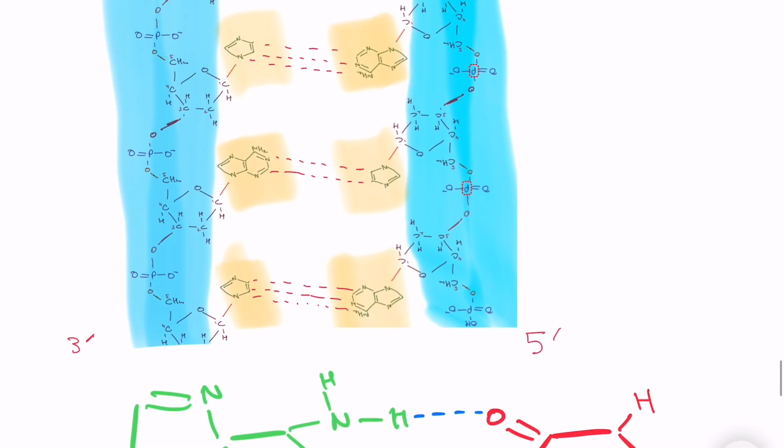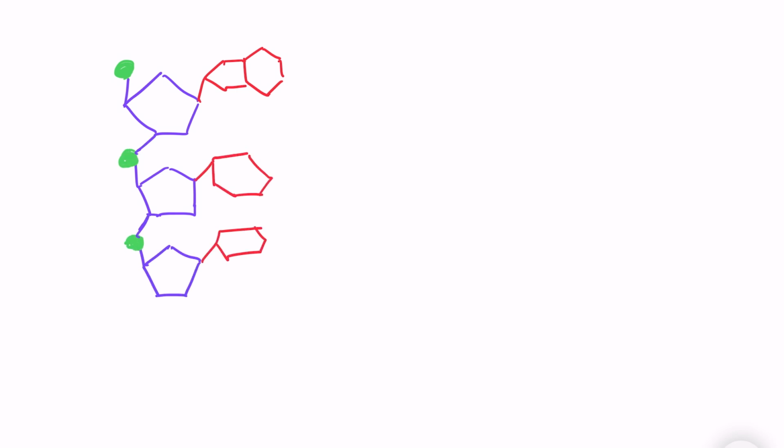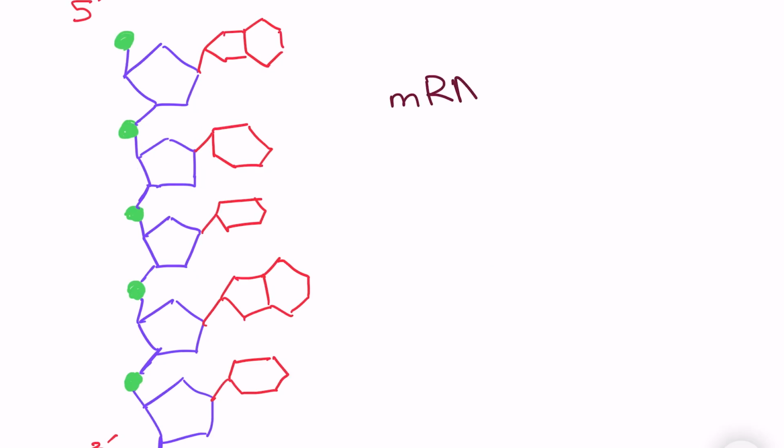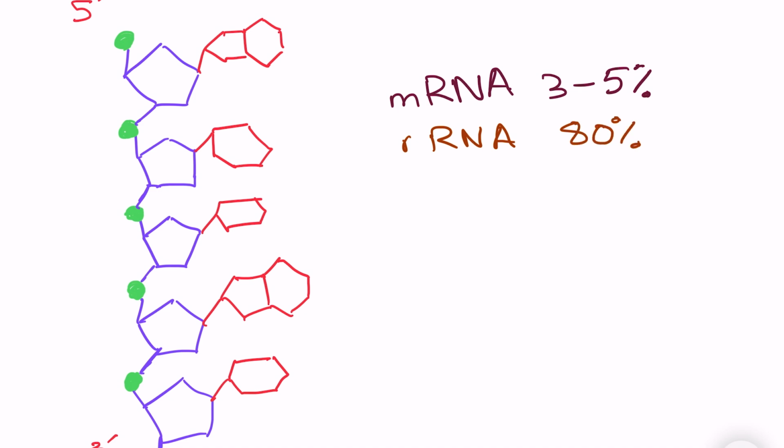Thirdly, RNA does not consist of two strands of nucleotides. In fact, it is made up of a single chain of nucleotides, with ribose and phosphate groups forming the backbone and nitrogenous bases protruding outside. And lastly, unlike DNA, there are three different types of RNAs in our body. Messenger RNA, also known as mRNA, that constitutes 3 to 5% of total RNA in our bodies. Then we have ribosomal RNA, also written as rRNA, that constitutes about 80% of the total RNA in our body. And finally, we have transfer RNA or tRNA, that constitutes about 15% of the total RNA in our body.